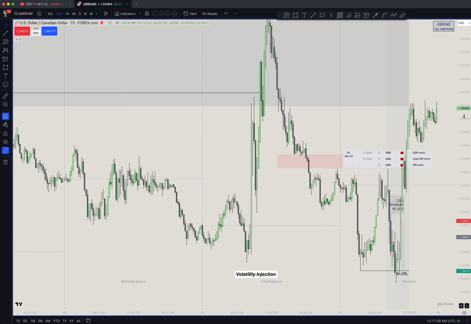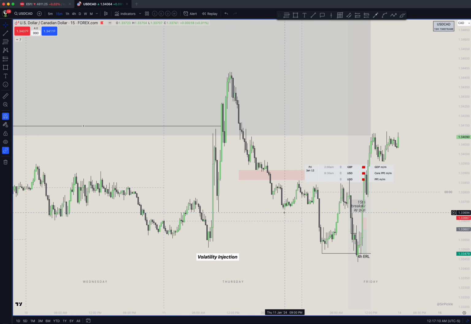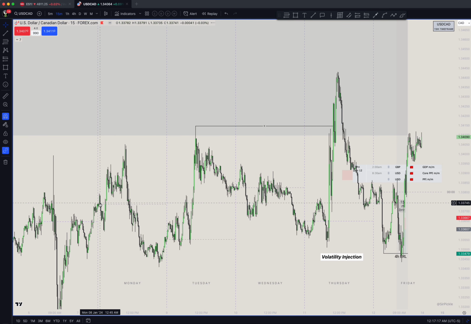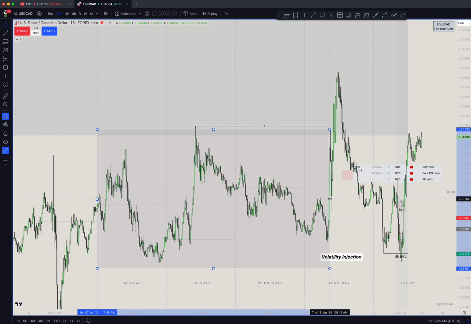That was that manipulation. Remember, I was expecting manipulation on Thursday? That's that manipulation that I was looking for, right? Because what happened Monday, Tuesday, and Wednesday? Consolidation. We went nowhere. We were just consolidating all throughout then, up until this point right here. So this is that accumulation, manipulation.